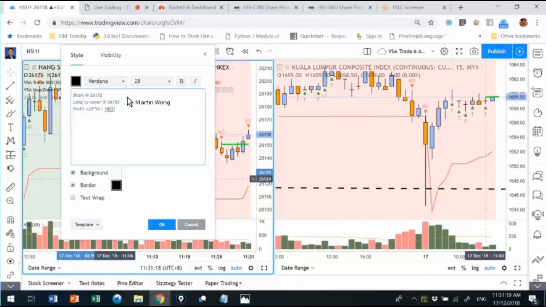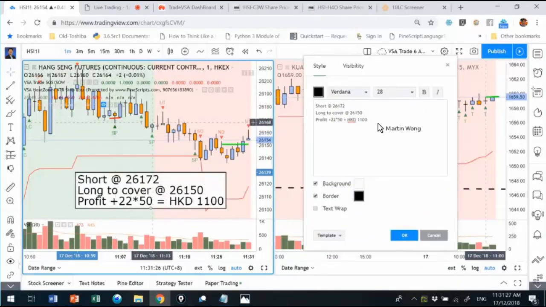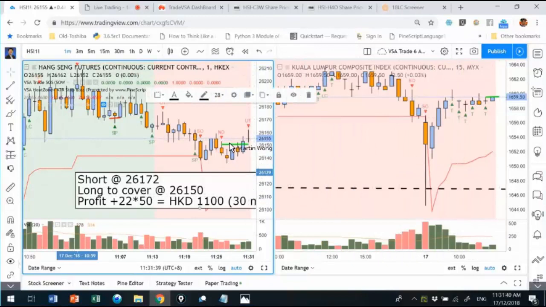That's Hong Kong. 1,100, in how long? This one was a longer one, about 30 minutes. Okay, this is about 580 ringgit. Okay, so we are done.